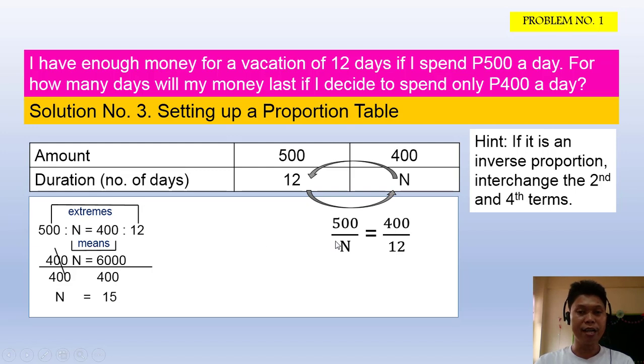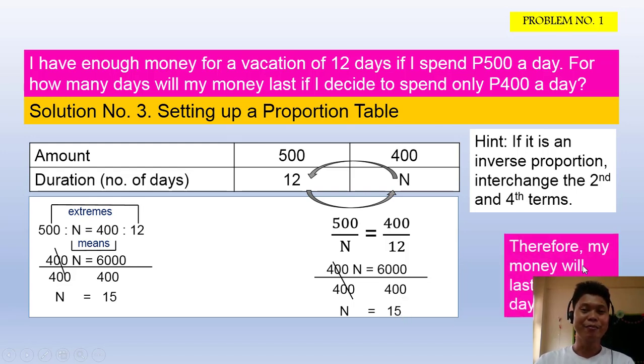Or, pwede natin gamitan ng fraction. 500, tapos ang n, nandito na kasi na-interchange na sila, tapos 400, tapos nandito na yung 12, ayan. And then cross-multiply, 400 times n is 400n, tapos 500 times 12 is 6,000. Tapos divide both sides by 400 para ma-identify natin ang value ng n is equal to 15 pa rin kasi 6,000 divided by 400 is equal to 15. Therefore, my money will last for 15 days. Okay, so yun ang pag-solve ng problem number 1 using 3 different ways.